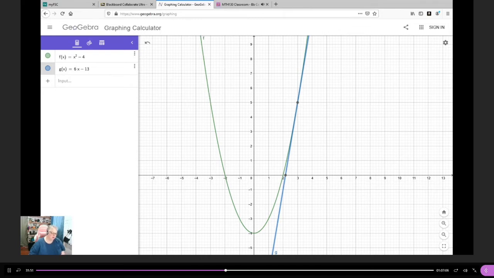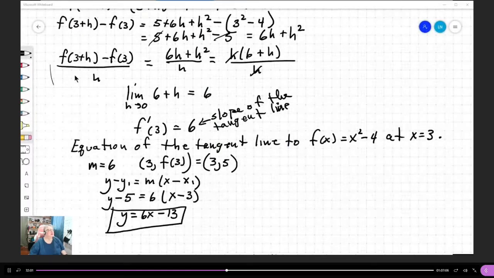You can do that on the TI calculator as well. It just doesn't show up on the screen as well as this one does. Okay, so let's put the whiteboard back on. So this is basically our process.